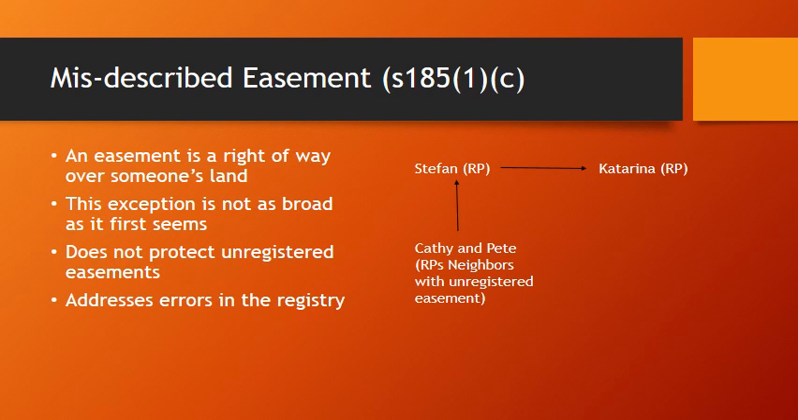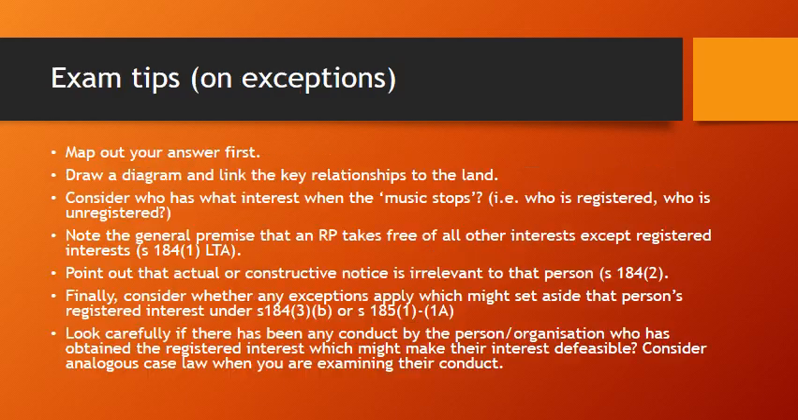So then we look at the section on unregistered easements. Sorry, if you look at the section of the textbook that talks about this particular exception, have in mind a relatively narrow set of circumstances in which it could potentially apply. Because in past years, students have got that wrong by assuming that the misdescribed easement exception is for that situation on the right-hand side, where you've got an unregistered easement and it's going to protect them in the event that the freehold is sold to somebody else. Right.